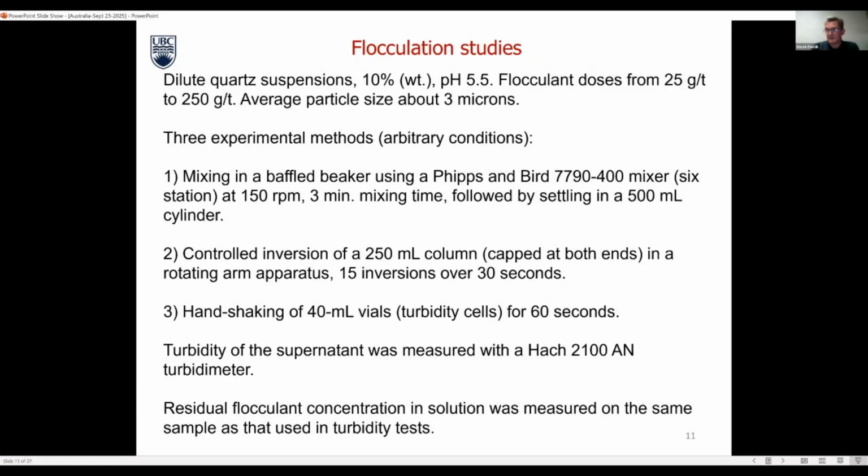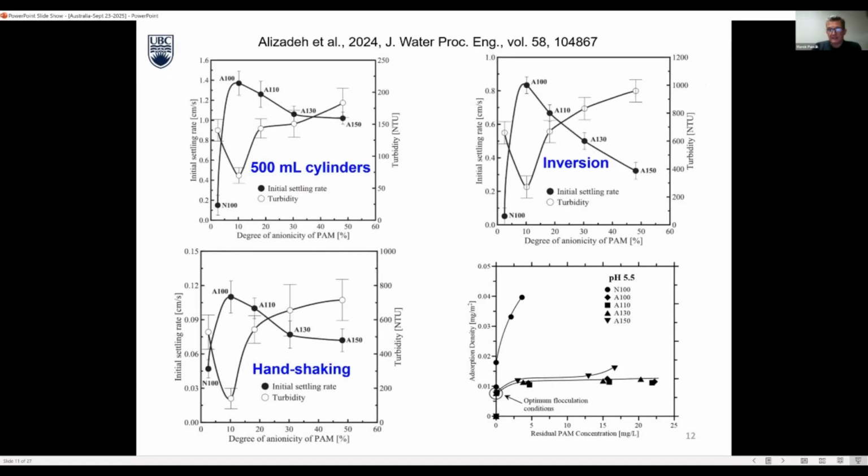We also followed the changes in the turbidity of the supernatant. After the solids settled, we measured what was left in the liquid above the sediment. And we also measured the amount of polymer in solution. So knowing the amount of polymer in solution and knowing how much we added, we were able to calculate the adsorption of the polymer on the solids under flocculation conditions. So that's what the results look like.